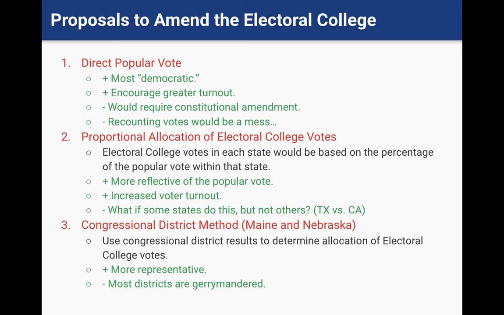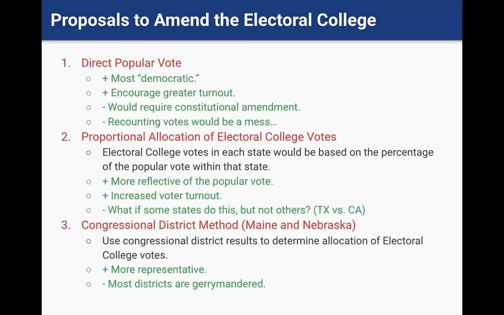However, it would require a constitutional amendment, and oh my word, if you get a close election, recounting votes would be a mess. Right now, we only have to recount votes in states in which the election is close. If you had to do that nationally, it would be not only extremely expensive, but it would be incredibly difficult. So that's a major weakness of that particular method.